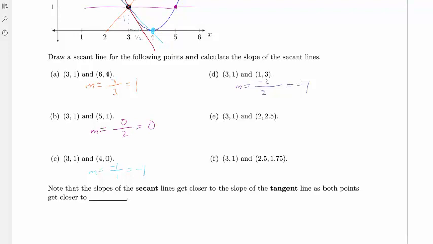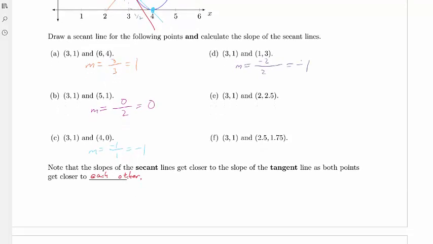Alright, so this next part, note that the slopes of the secant line get closer to the slope of the tangent line as both points get closer to each other. Okay, and so that is the big royal takeaway of this whole part right in here.